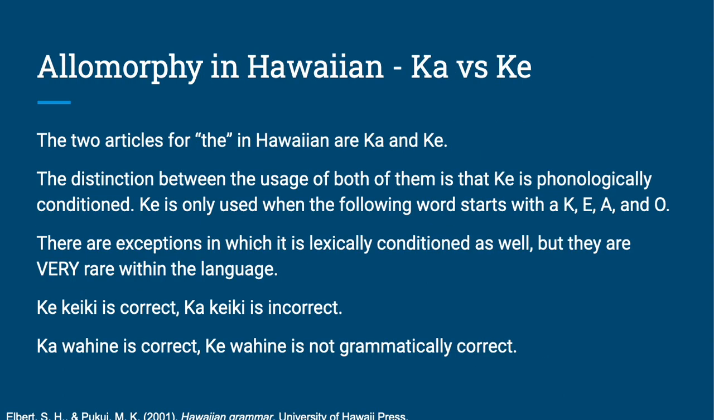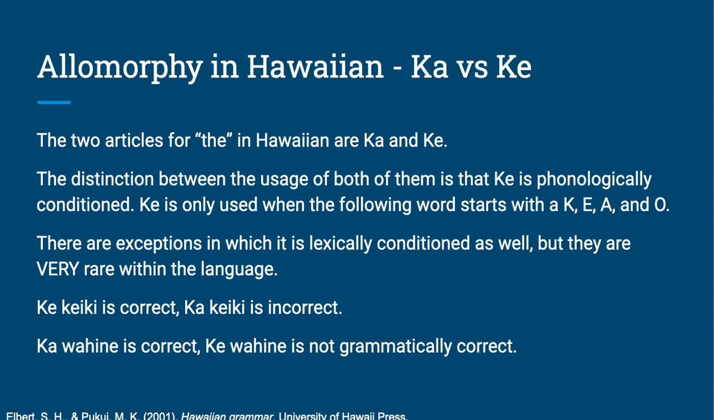This is reduplication. And lastly, we have allomorphy in Hawaiian. We have like the difference between ka and ke. So the two articles for the in Hawaiian are ka and ke. But they are used in certain scenarios. So the distinction between the usage of both of them is that ke is phonologically conditioned, and ka is used everywhere else. So ke is only used when the following word starts with ke, ka, e, a, and o. There are exceptions in which it's lexically conditioned as well, but they're very rare, and it's really hard to find them. I couldn't think of any, and I couldn't find any in any books.